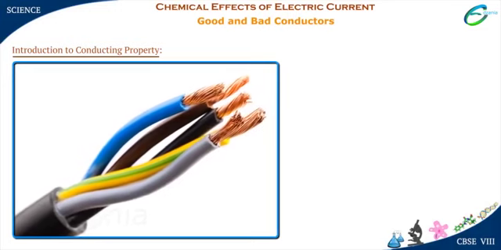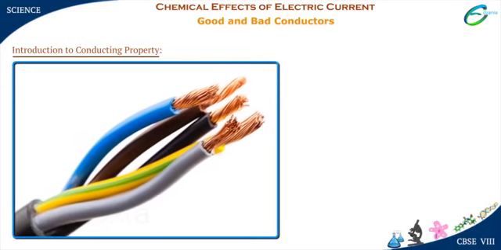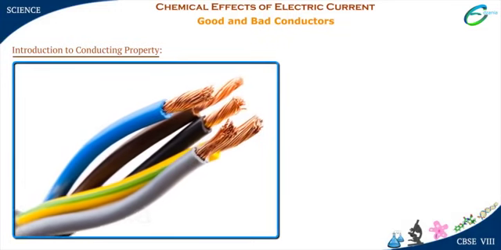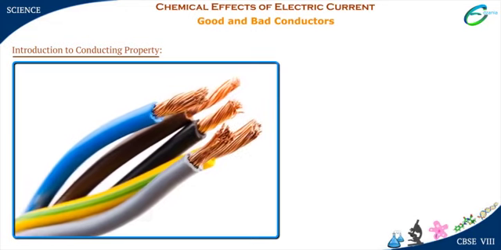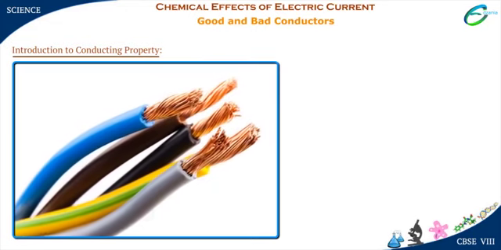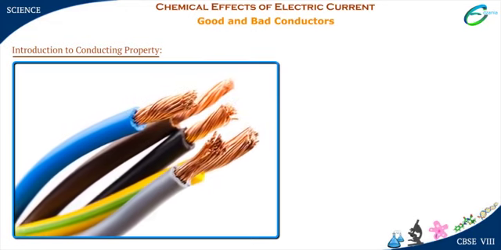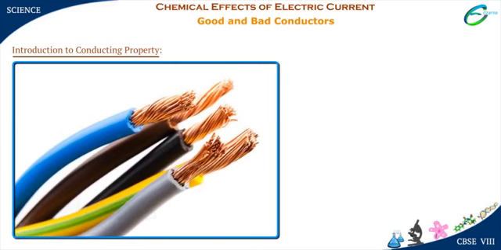Electric wires are used to conduct electricity in our homes. Do you know why electric wires are always coated with some plastic or rubber material? To protect us from the electric shock that an electric current may cause.